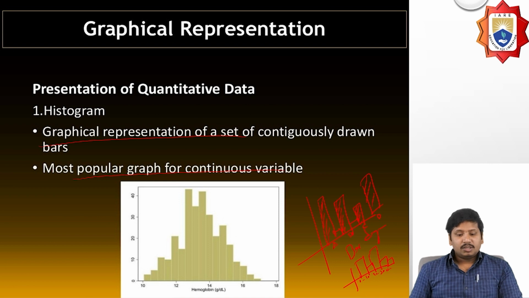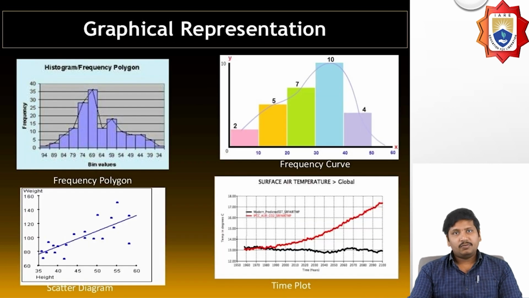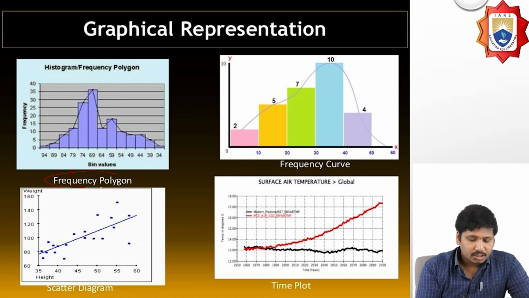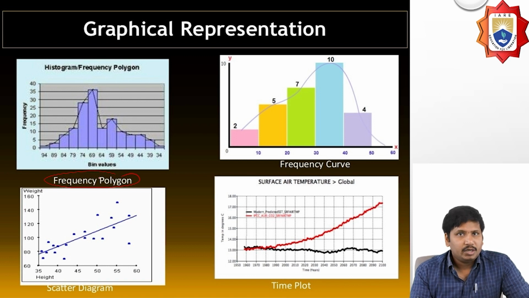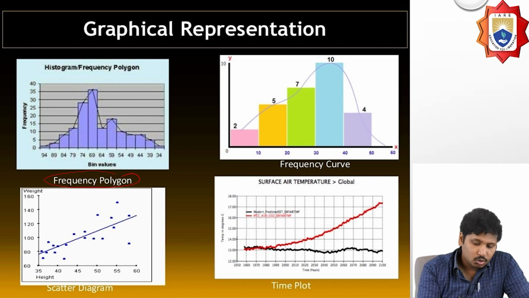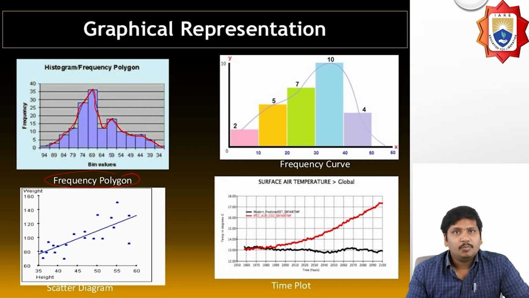Once the histogram is done, what are the other types of presentations available for representing quantitative data? Here we construct the frequency polygon. Once the histogram is done, we join all the midpoints of the rectangles in the histogram. The polygon we get is the frequency polygon.